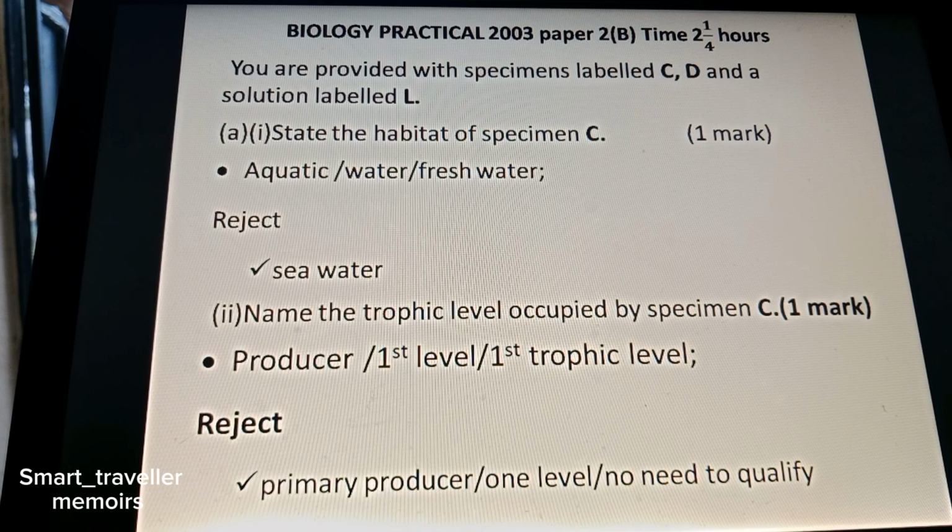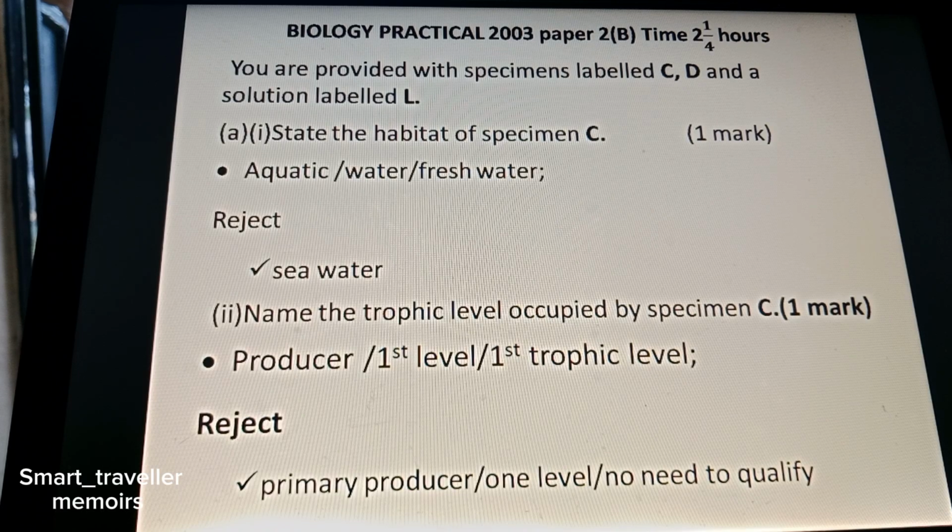So, welcome to Biology Practical 203, which was paper 2, and this paper was supposed to take 2.5 hours.